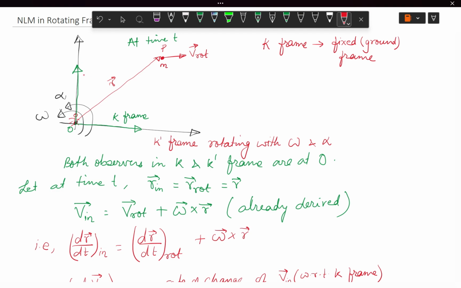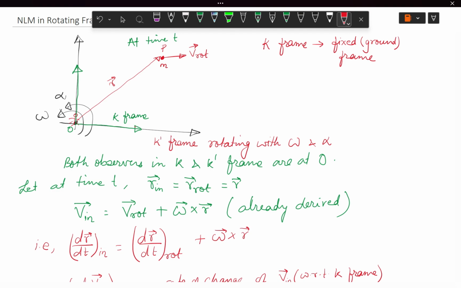Basically, we are interested in writing Newton's second law in a rotating frame of reference. Let's see that here. A particle of mass m is moving anywhere in space and there is a frame. Here we are showing the frame. One is the k dash frame. I'm saying this k dash frame is rotating with angular velocity omega and angular acceleration alpha, right? I have shown it here, omega and alpha. This is your k dash frame.